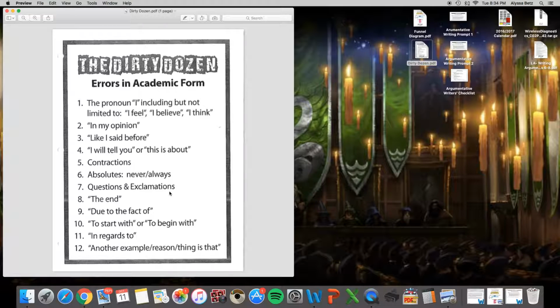Other phrases to stay away from are "due to the fact of," "to start with," "to begin with," "in regards to," and another example, "reason or thing is that." These are the 12 dirty dozen academic errors that we want to stay away from with our writing. So we will keep these in mind as we're going through our example piece today.